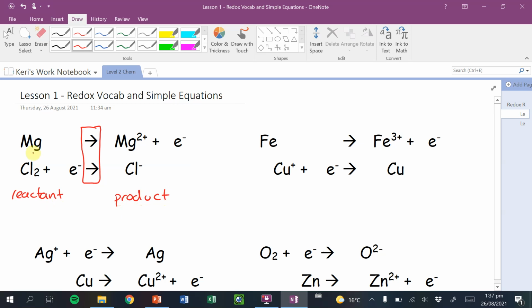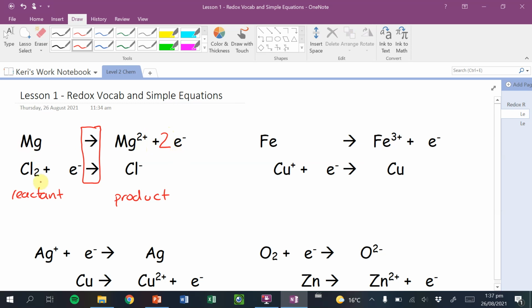So in my first reaction here, I see magnesium going to the magnesium 2+ ion, and I have my electrons on the product side. So my electrons have been lost, and I know that there's going to be 2 electrons lost because I can see that there's a positive 2 now. If I'm going to a positive 2 charge, I must have lost 2 electrons in that process.